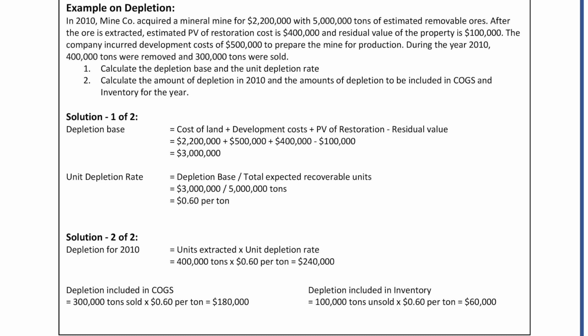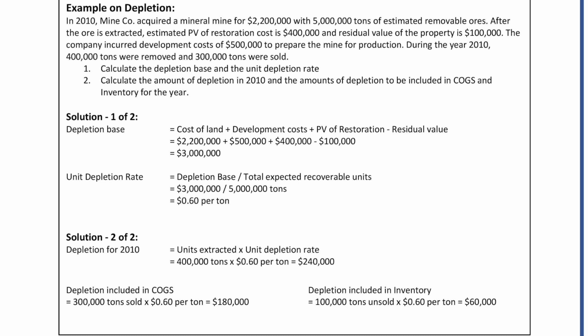So now, looking at the first part of the solution, we are calculating the depletion base, which is equal to cost of land plus development cost plus the present value of anticipated future restoration costs less residual value. This calculates to $3 million. Unit depletion rate, that's the depletion base divided by the total expected recoverable units, or $3 million divided by 5 million tons, calculates to 60 cents per ton.